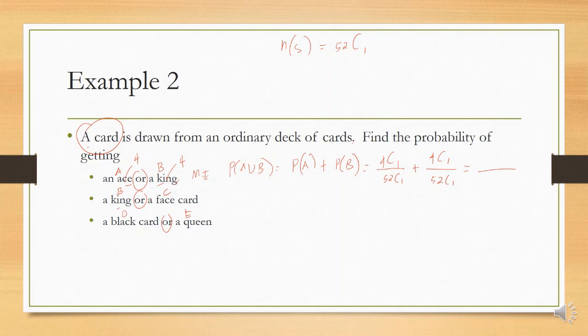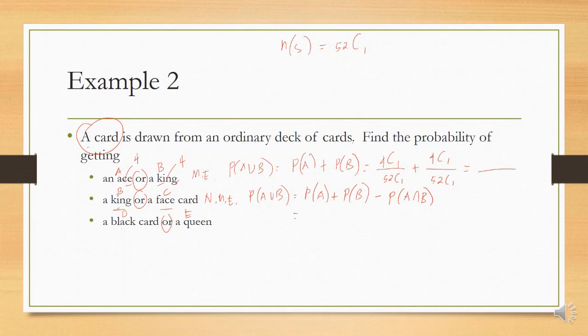Okay? The next one, a king or a face card. Is there a card that is a king at the same time a face card? Yes. So this one is a non-mutually exclusive event. In fact, a king is considered to be a face card. Diba? So using the formula P of A union B, P of A plus P of B minus P of A intersection B. No?